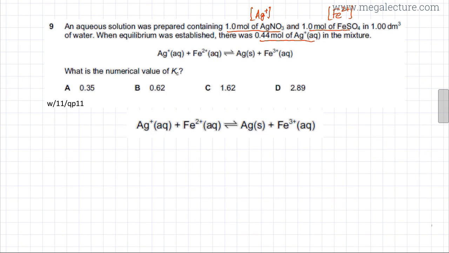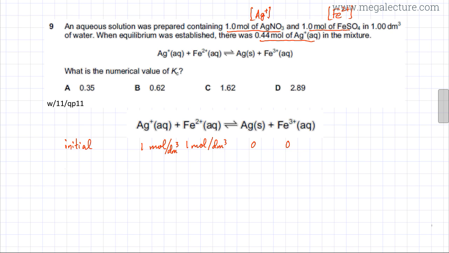So I've copied this equation over here, and I'm going to do my working on this equation. So first, the initial concentration. Initial concentration of silver ions is 1 mole. Of Fe2+ is also 1 mole per dm³, because it's a 1 dm³ solution in total. That's the initial concentration, and the products are 0 moles of silver solid and 0 moles of Fe3+, because initially he didn't add anything else.